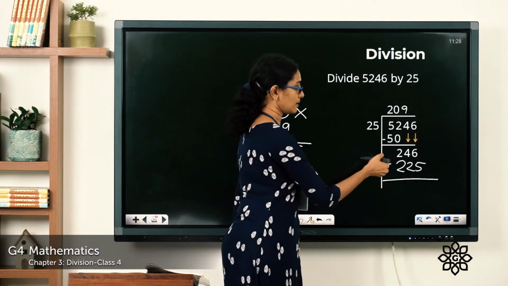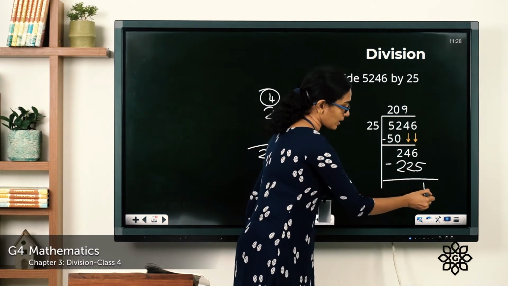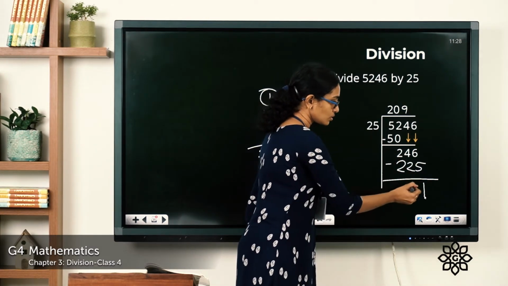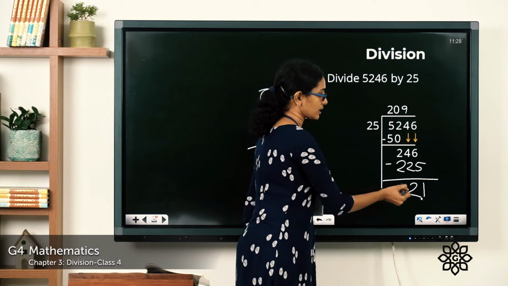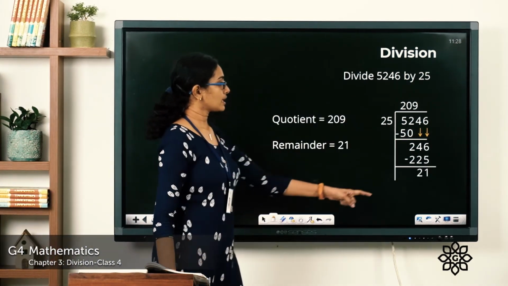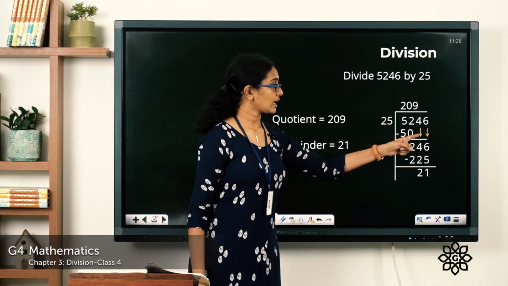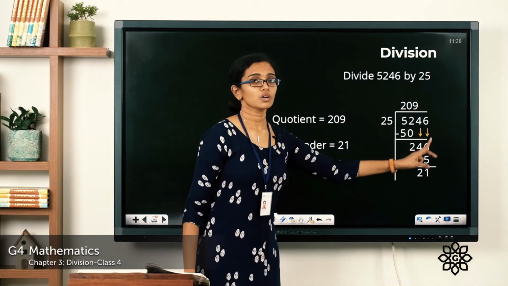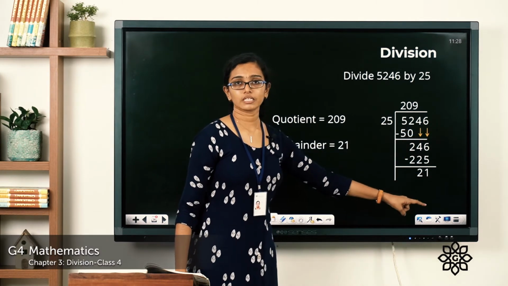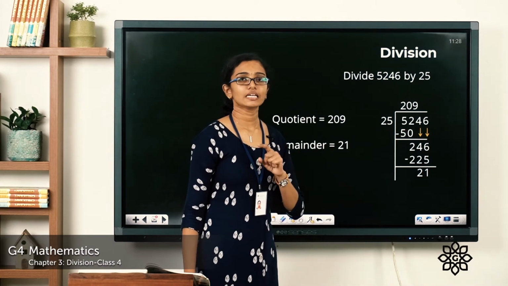Let's subtract these two numbers. 6 minus 5, it is 1, and 4 minus 2, it is 2. 2 minus 2, it is 0. Now we have a number here, 21. Is 21 divisible by 25? And do we have any more digits to bring down? No, we don't have any more digits to bring down. So in that case, let's stop the division and take this number as the remainder.